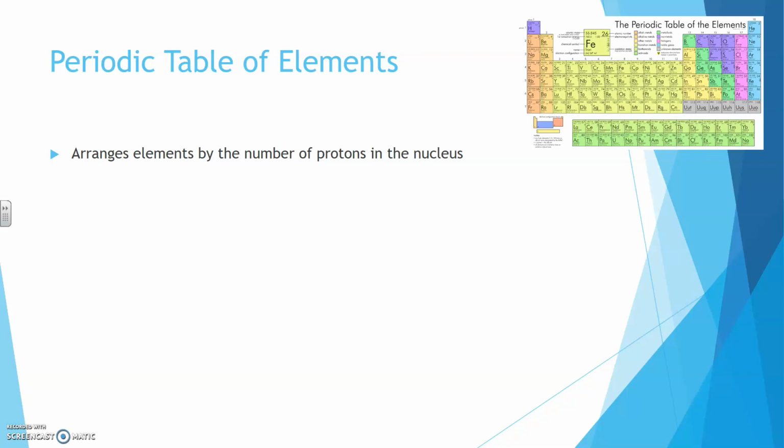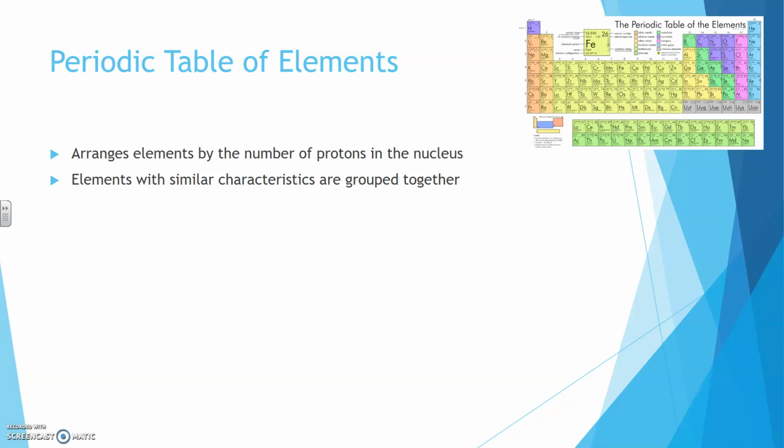The periodic table arranges the elements by the number of protons in the nucleus. That is what's known as its atomic number. Okay, so it's very important to remember that this is by the number of protons. It used to be arranged specifically by the atomic mass, which is the number of protons and neutrons in the nucleus. We'll get into the guy who changed that in a later chapter.